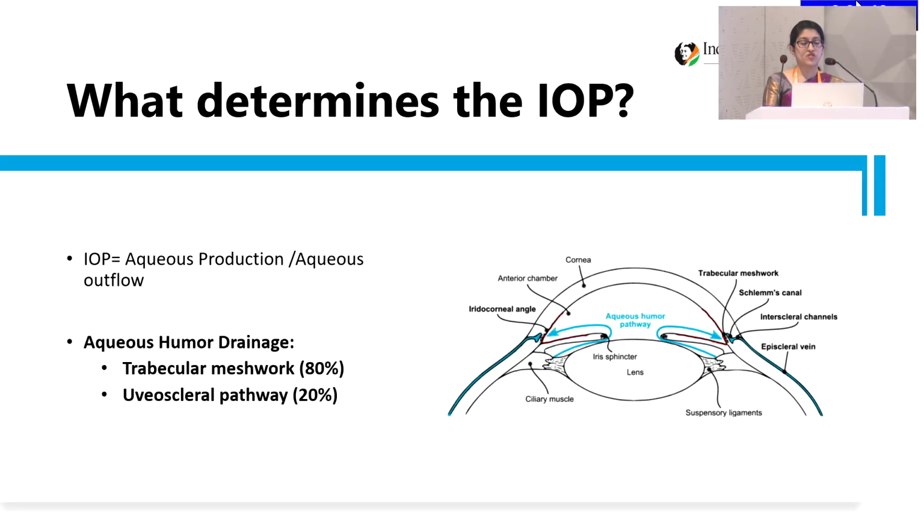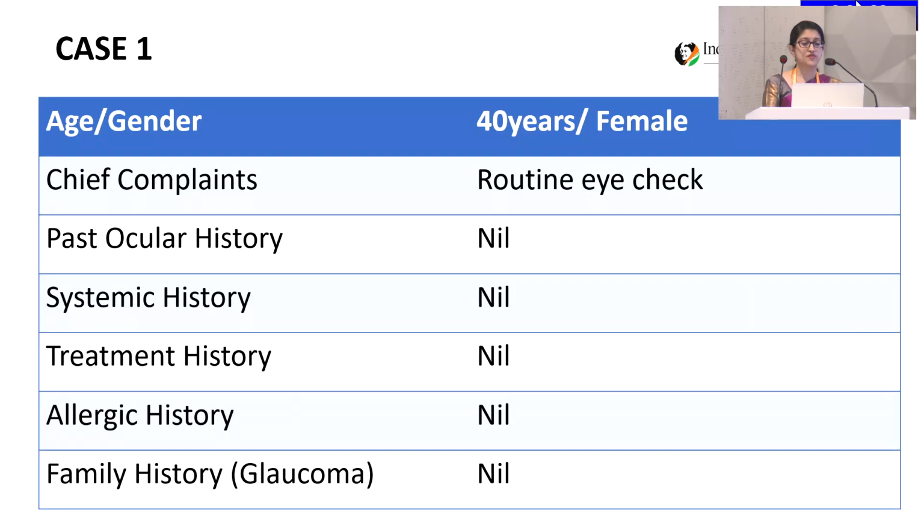So we know that intraocular pressure is basically a balance between aqueous production and aqueous outflow. The major primary drainage pathway is via the trabecular meshwork. So let's dive into a few cases.